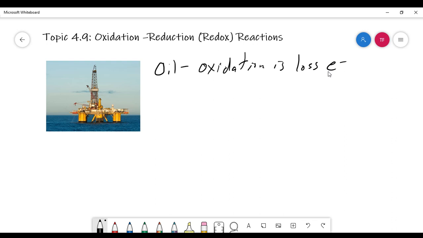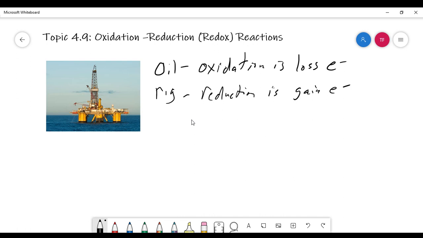But you can't just have oxidation. Where does that electron go? Well, the electron has to go somewhere, and that's where RIG comes into play. Reduction is gain of electrons. Oxidation is when an electron is lost by an element, but that has to be gained by something, so another element must be reduced by gaining that electron. So the first thing you need to be able to do is identify whether a substance is being oxidized or reduced.